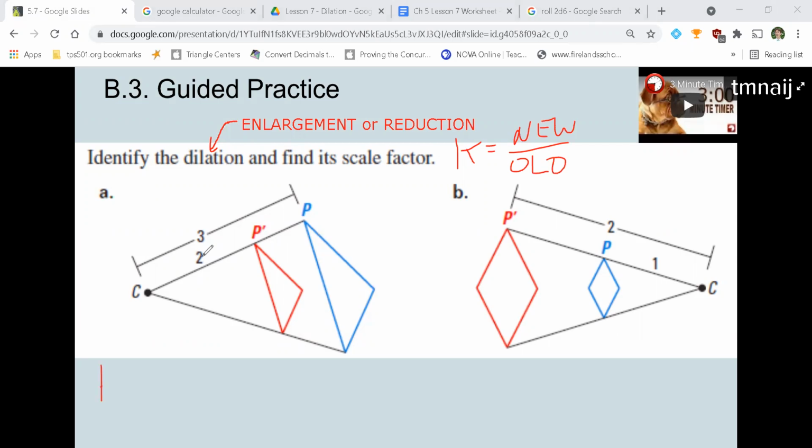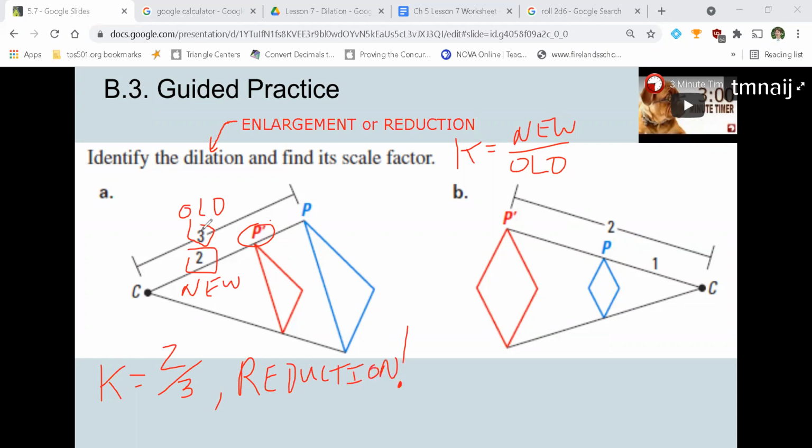For A, which of these numbers, the 2 or the 3, is the new length? That's right. Yep, because this one has the apostrophe. This is your new number, which means this is our old. So then our scale factor is 2 divided by 3. So is this an enlargement or reduction? It's a reduction. The triangle got smaller. Thanks, Miracle.